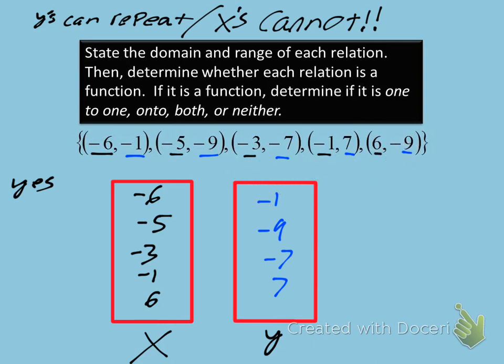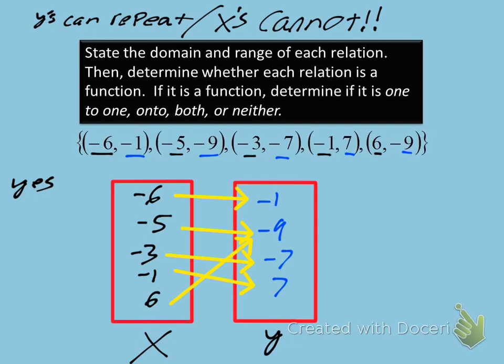Okay? So you just draw from, since -6 is -1's buddy, right here, see that? So you do an arrow, -6 to -1 like that. Alright? -5 to -9 like that. -3 to -7 like that. -1 to 7 like that. Okay? And then 6 up to -9 like that. Okay? Alright.